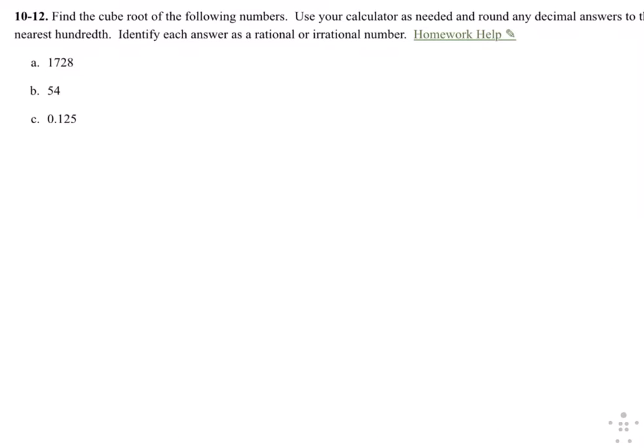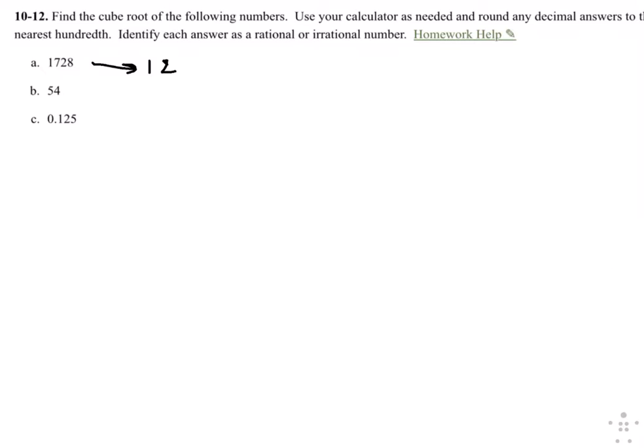So if we take our calculator and we take the cube root of 1,728, this comes out to 12 exactly. So no need to estimate what the decimals would be.